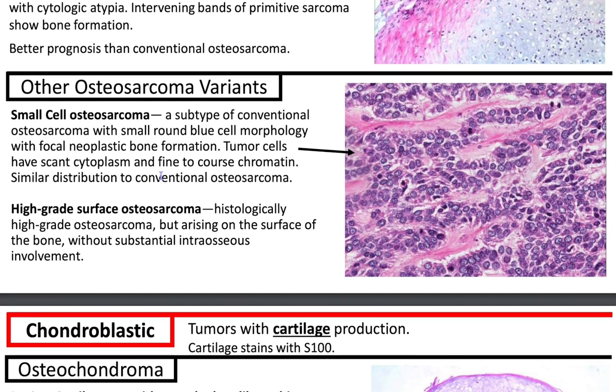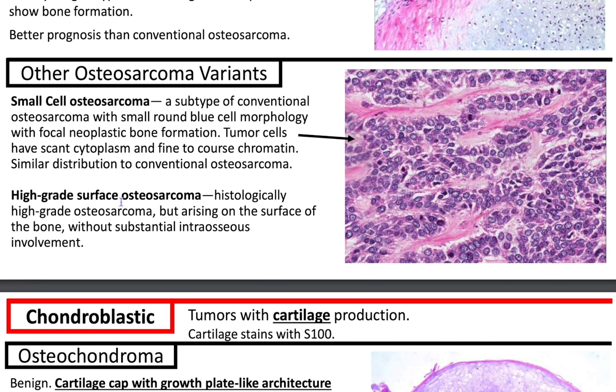Okay, let's talk about other variants of osteosarcoma, including your small cell osteosarcoma. It kind of fits into your small round blue cell differential. Also, your other differential is lymphoma. And then you can have, although rare, high-grade surface osteosarcoma. It basically looks like high-grade osteosarcoma, but instead of arising in the center of the bone, it arises on the surface of the bone.